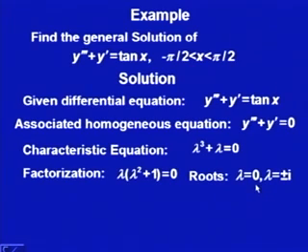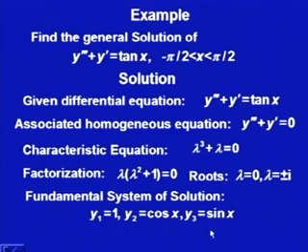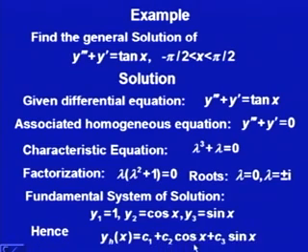So, the roots would be 0 and plus minus i. We are having one real root and a pair of complex conjugate roots. So, what will be the three linearly independent solutions, the fundamental system of solutions for this homogeneous equation? That would be 1, cos x and sin x. So, what will be yh? yh would be c1 plus c2 cosine x plus c3 sin x.